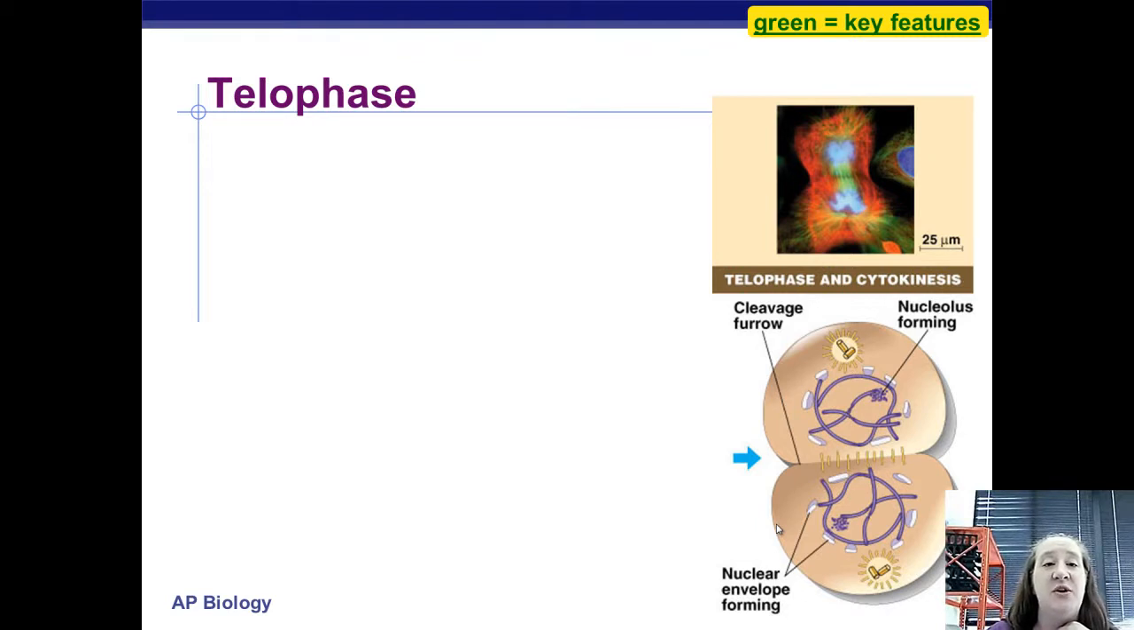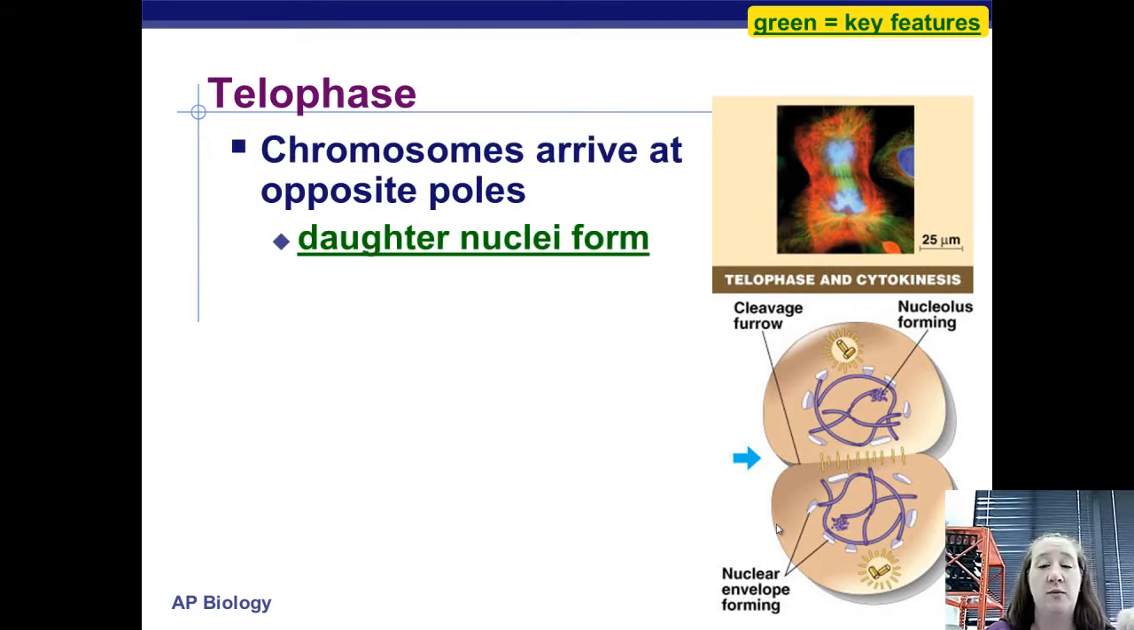All right, telophase is where you're going to start to get two actual distinct nuclei. When the chromosomes arrive at their separate poles, a new membrane is going to start forming around each collection of chromosomes.